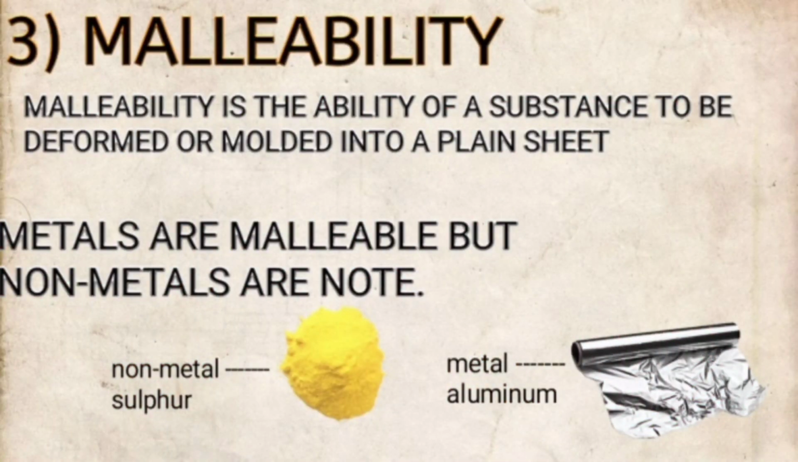Now the third is malleability. Malleability is the ability of a substance to be deformed and shaped into thin sheets. Metals are malleable while non-metals are not. When you hammer a metal it will change into thin sheets, but if you hammer a non-metal it will break and change into powder. For example, when you hammer aluminium it will change into sheets, but when you hammer sulfur it will break down and form powder.